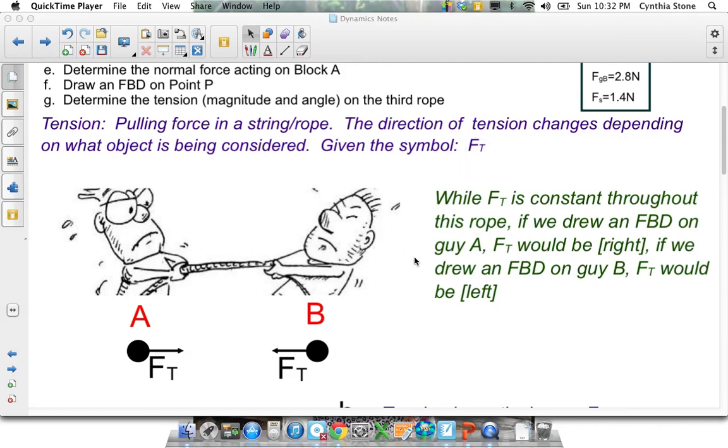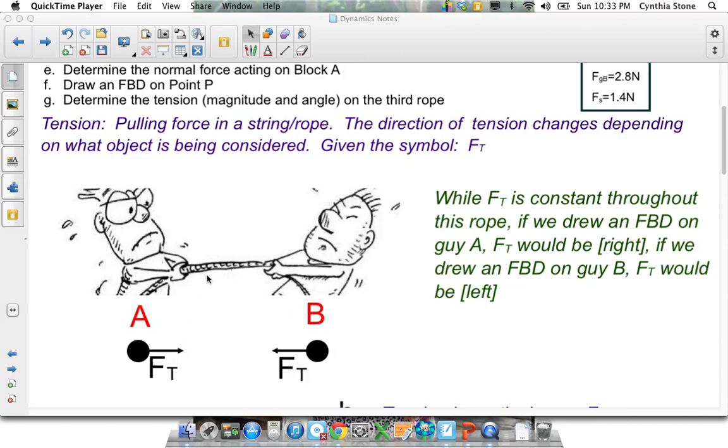And the thing with tension is, in this particular rope, say we did a free body diagram on this guy here, the same tension is in the rope no matter where you are holding and what direction you're pulling, at least from a magnitude point of view. However, on guy A, the tension is in the right direction, and if we did a free body diagram on guy B, the tension would be in the left direction. So tension is weird that way. The direction depends on what object you're talking about.